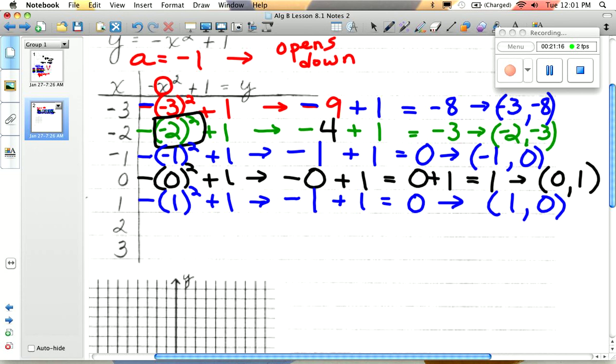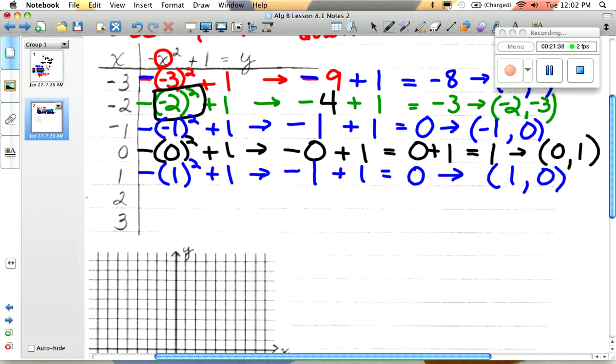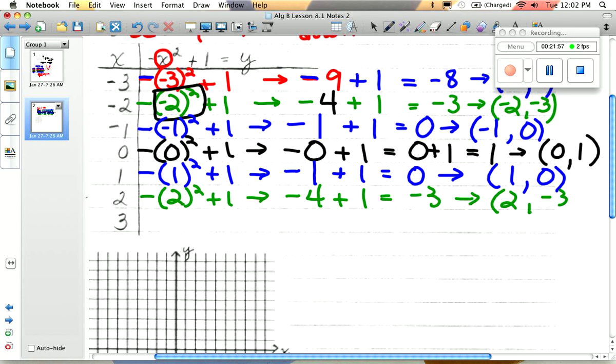What just happened? It made its turn. Where do you think it might have made its turn at? Which point? 0, 1. Yeah, 0, 1 is where it made its turn. There's not going to be another y value of 1, but now we're going to start repeating all those other y values. Okay, so negative, the tag along, and 2 squared is 4 to get attached to that tag along negative, and we end up with negative 3. So we have ordered pair 2, negative 3.